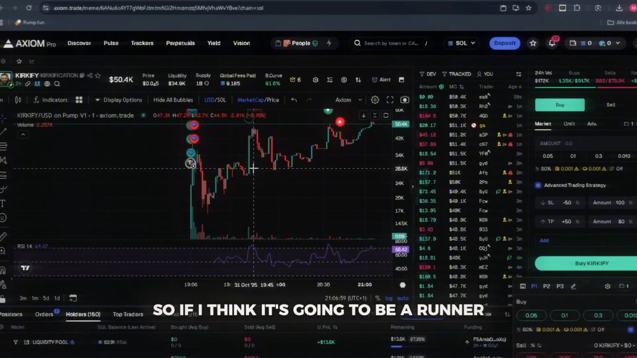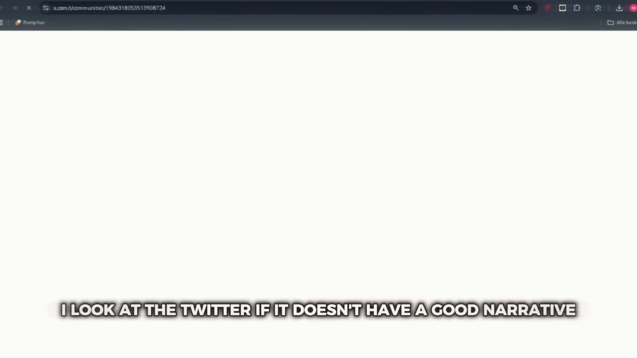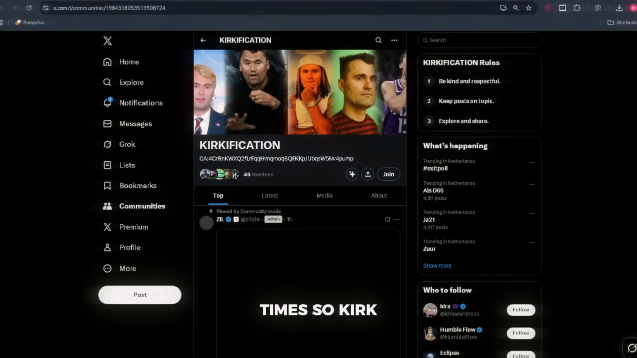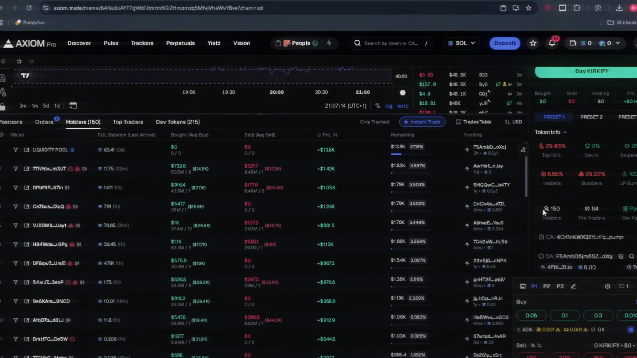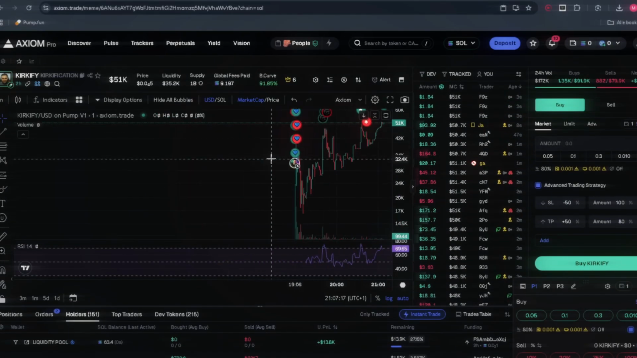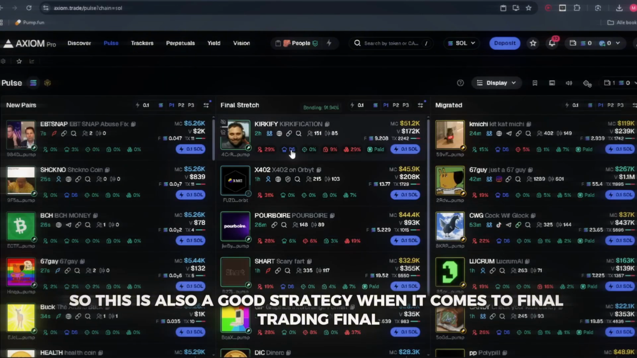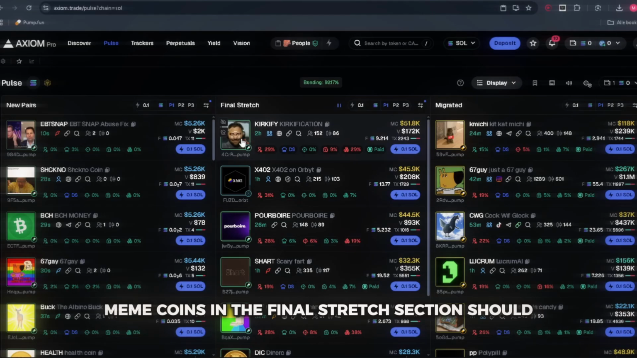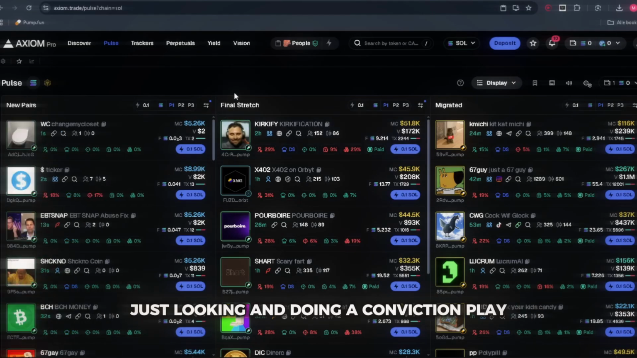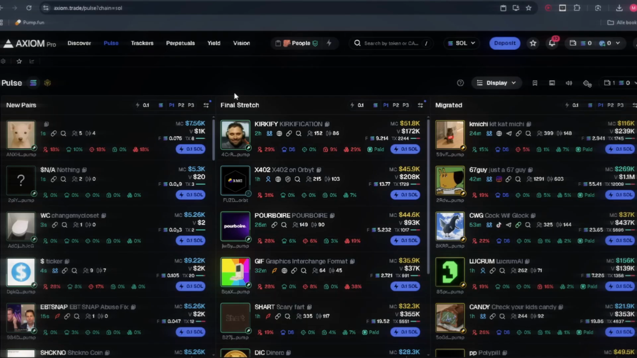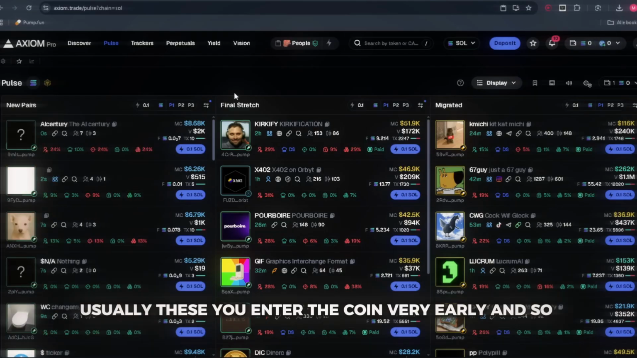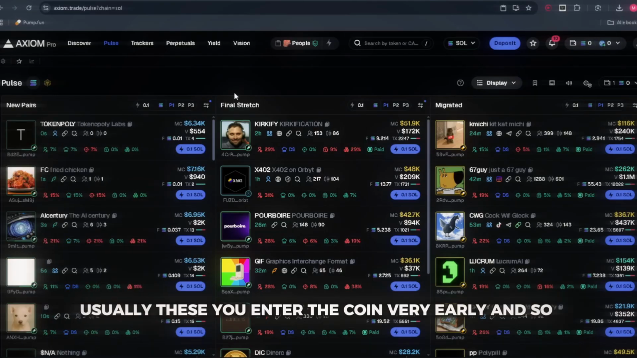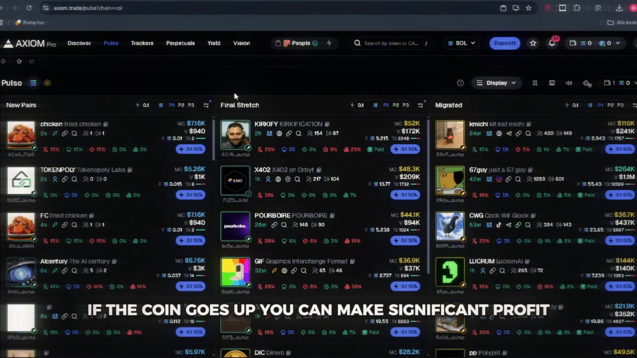If I think a coin is going to be a runner, I look at the Twitter. Does it have a good narrative? Has it been done many times? So Kirk, there have been so many coins about Kirk, I don't think there's going to be a runner. This is also a good strategy when trading meme coins in the final stretch section. Just do a conviction play, because the final stretch is the best point to buy: usually you enter the coin very early, and if the coin goes up, you can make significant profit.